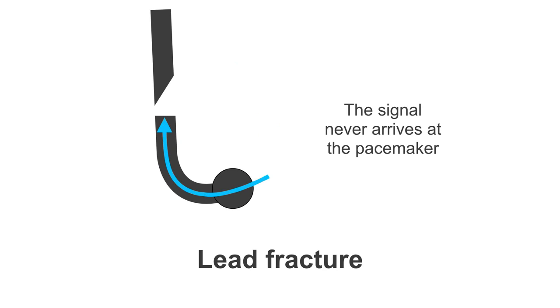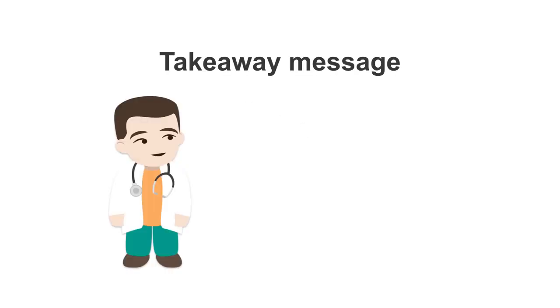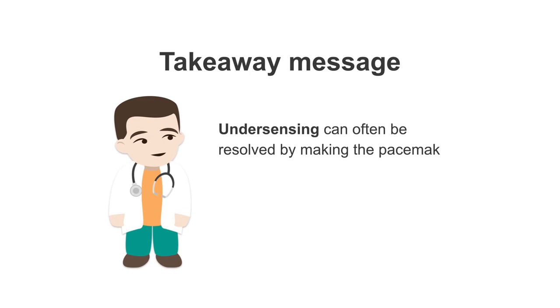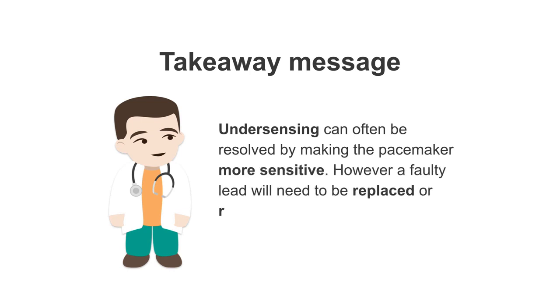Finally, it could be indicative of a lead fracture. Essentially, a fracture in the wire of the lead has meant that there is no connection between the two new parts within the lead. So, any electrical activity that is given off when the tissue depolarizes may enter the lead, but can never make it back to the pacemaker. So, your takeaway message? Undersensing can often be resolved by making the pacemaker more sensitive. However, a faulty lead will need to be replaced or repositioned.